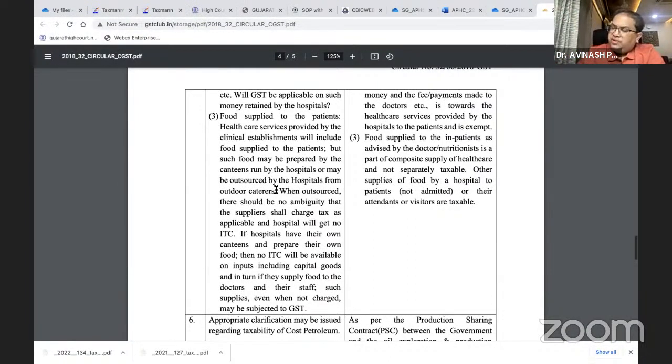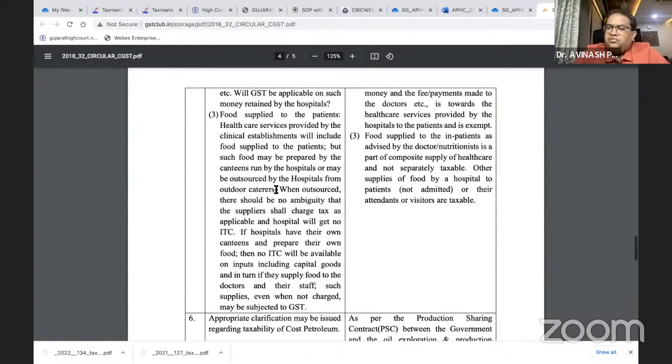So the query is, even if it is not charged, then it will be subjected to GST. That is the question. Or when it is outsourced, then certainly there has to be the GST applicability. Let's see the answer. Food supplied to the inpatients as advised by the doctor or nutritionist is a part of composite supply of healthcare and not separately taxable. Other supplies of food by a hospital to patients not admitted or their attendants or visitors are taxable.